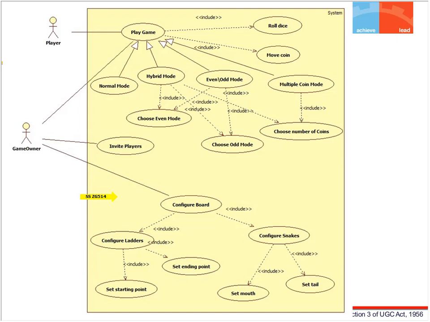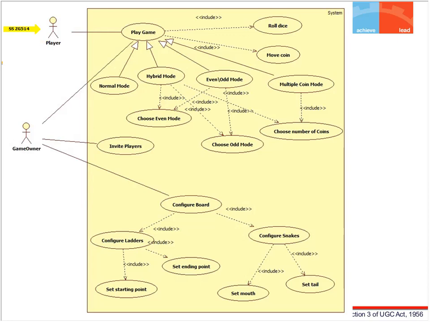Before that, now as per the description given, there are two actors now, right? There is a player and there is a game owner, right? It is the game owner who can configure the board. The player cannot configure the board, right? The game owner invites the player to play the game, right? And the game owner can also play the game, right? So this is how you differentiate between a game owner and a player.